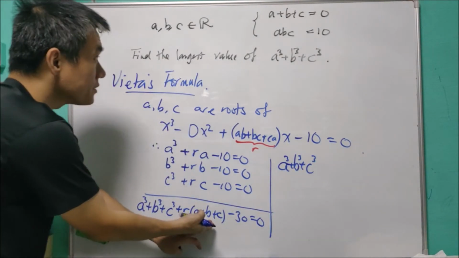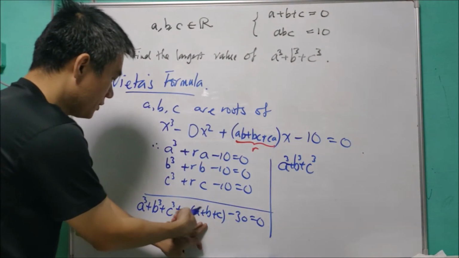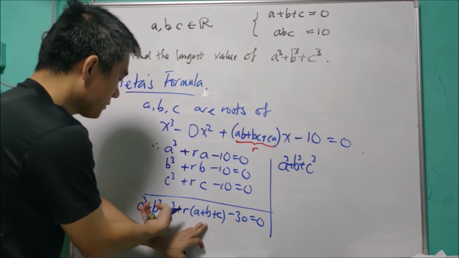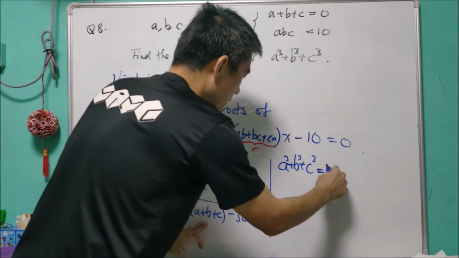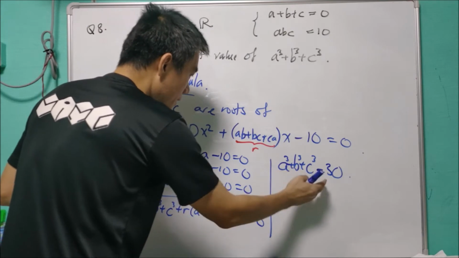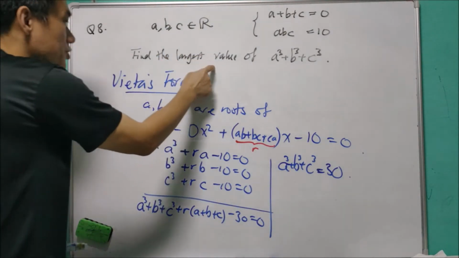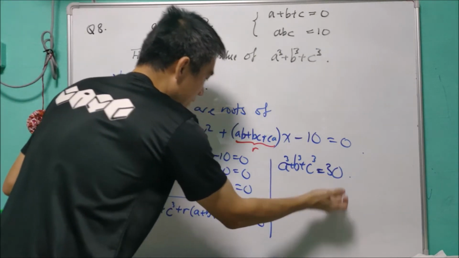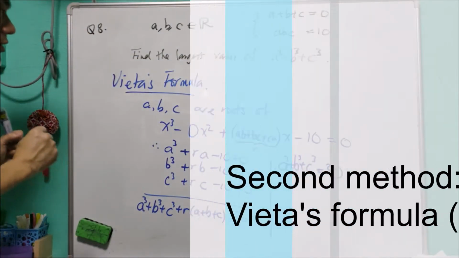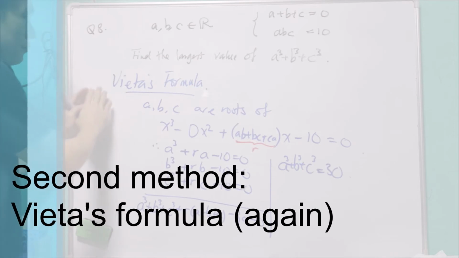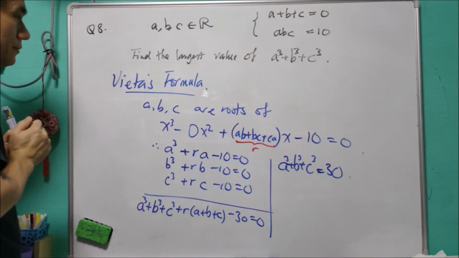And because A plus B plus C equals 0, this will be 0, and therefore the sum of cubes is equal to 30. Again, the sum of cubes is always equal to 30, and therefore the largest value will be just 30. We can actually get the answer using Vieta's formula on a quadratic equation.